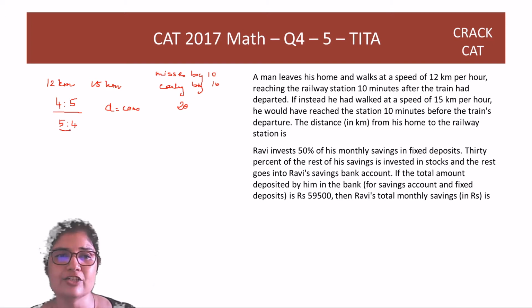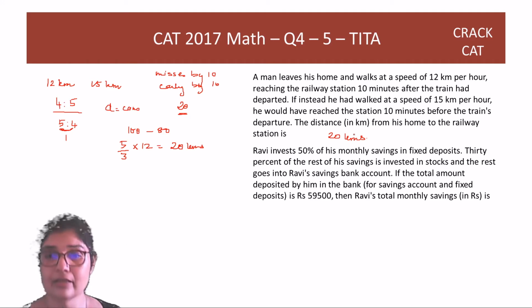So this reduction in time of 1 unit is the reason why you reach 20 minutes early. So the original time was 100 minutes, the new time was 80 minutes. The original time of 100 minutes is 5/3 of an hour. Original speed was 12, so the original distance, guys, is 20 kilometers. That's the answer, 20 kilometers.